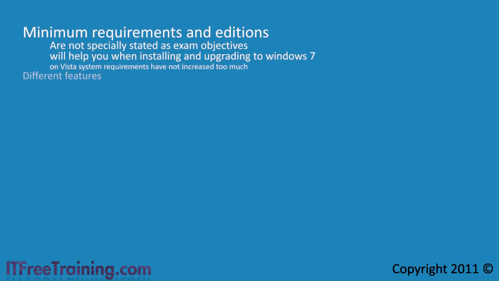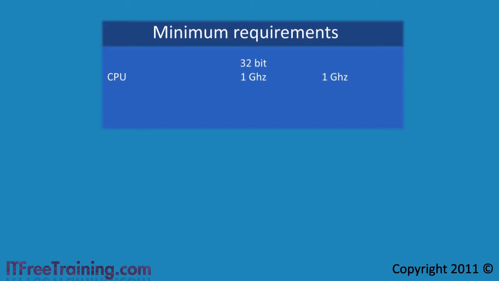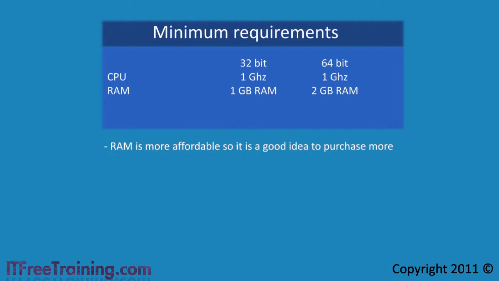If you are running Windows Vista, you will be happy to know that the system requirements have not increased too much. In a lot of cases, the only hardware upgrade you will need to perform will be the installation of more RAM. For the minimum requirements, you need a 1 GHz CPU, either 32-bit or 64-bit, the same as Windows Vista. The RAM requirements have increased since Windows Vista. For the 32-bit version, you need 1 GB of RAM, while the 64-bit version needs 2 GB of RAM. RAM is more affordable, so it is a good idea to purchase more. Windows 7 will use the extra RAM to increase the system's performance.